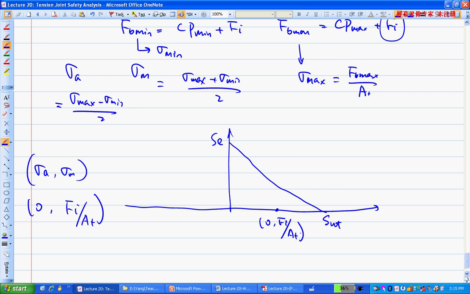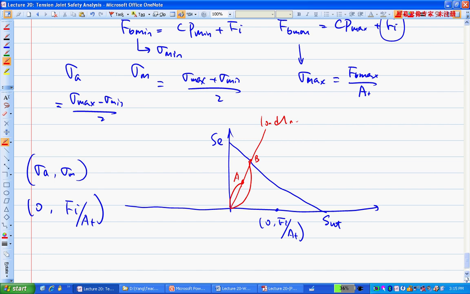Now, if you recall, in the fatigue loading analysis lecture, here's the state of stress. How do we get the safety factor? We can draw a line, which is what we call the load line. This line will intersect this criteria, let's say this is modified Goodman. Let's say this is point A and this is point B. The safety factor is basically this portion divided by this portion.